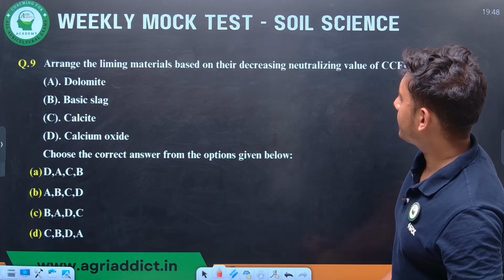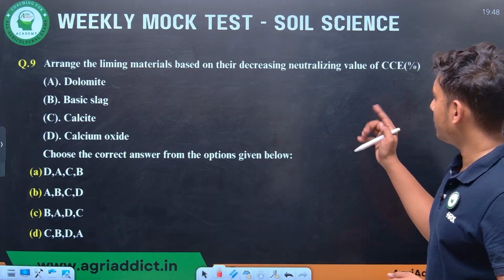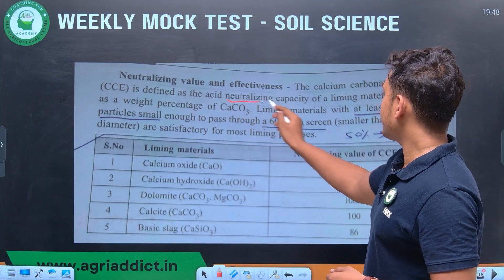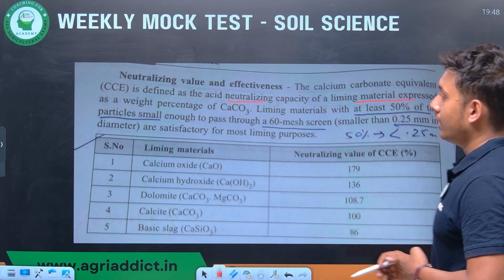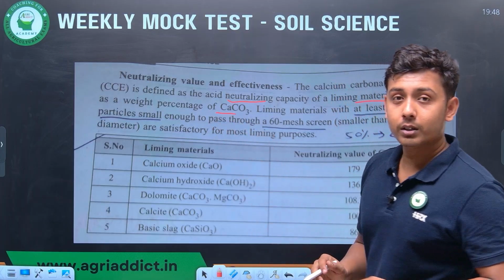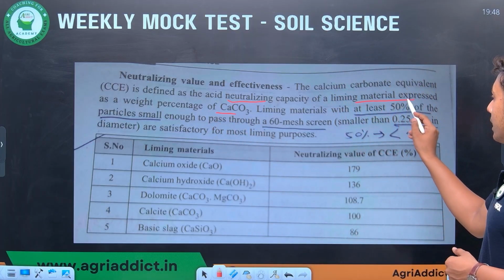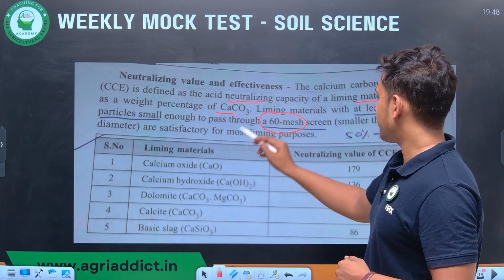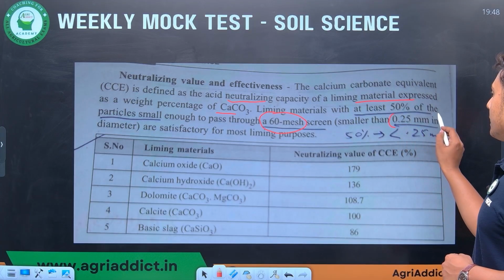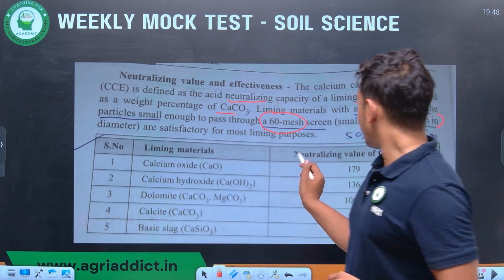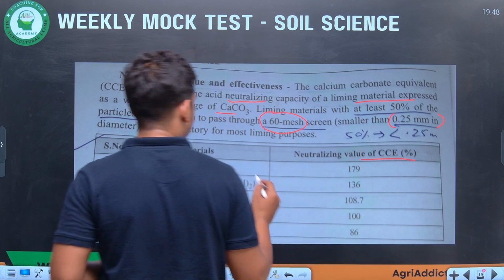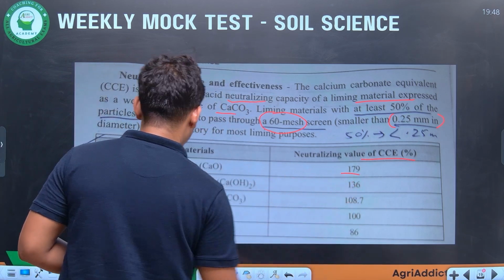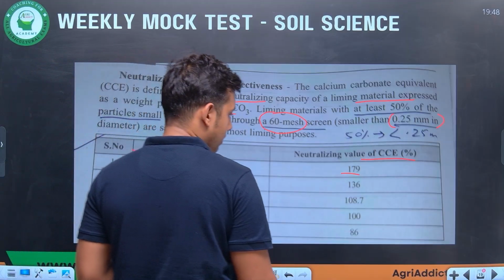Now the next one: arrange the liming materials based on their decreasing neutralizing value. We have to learn what neutralizing value is. It is defined as the acid neutralizing capacity of a liming material, as a weight percentage of calcium carbonate. And 50% of the liming material should be small enough to pass a 60 mesh sieve, that is, the particle size will be less than 0.25 millimeter. These are the neutralizing values, the calcium carbonate equivalent, of those liming materials: calcium oxide 179.